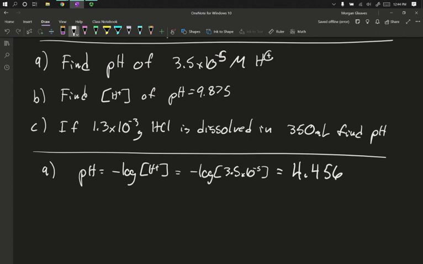If we think about that for a second, well, my concentration is 10 to the minus 5, which is more than 10 to the minus 7. So it is definitely more acidic, and our pH value is less than 7, which is more acidic. So this seems to be working correctly.